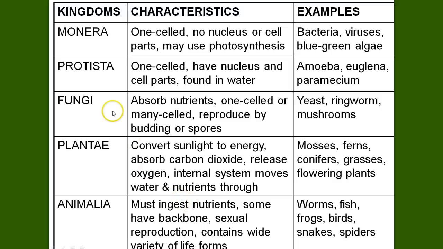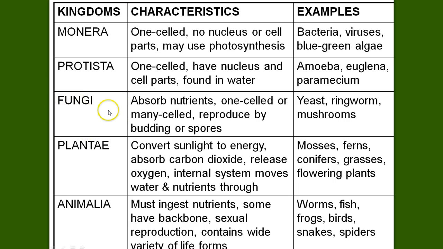Let's look at a little list of the kingdoms and the characteristics and examples. The Monera are one-celled, no nucleus or cell parts. They may use photosynthesis. Examples are bacteria, viruses, blue-green algae. The Protista, or the protists, are one-celled. They have a nucleus and cell parts. They're found in water. You do not need to memorize this list. You just need to listen to the information. Examples of protists are amoeba, euglena, and paramecium. Fungi absorb nutrients, are one-celled or many-celled, and reproduce by budding or spores. Examples of them are yeast, ringworm, and mushrooms.